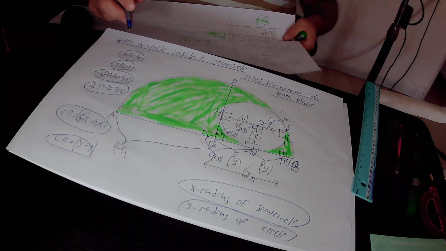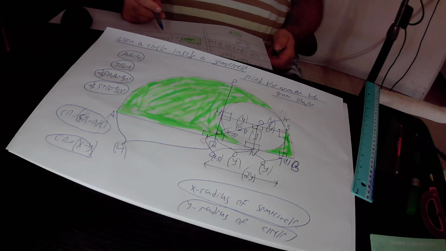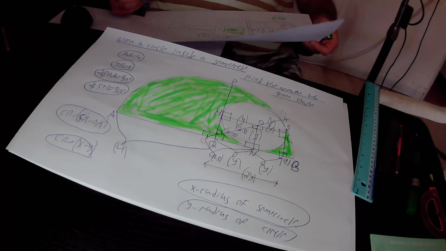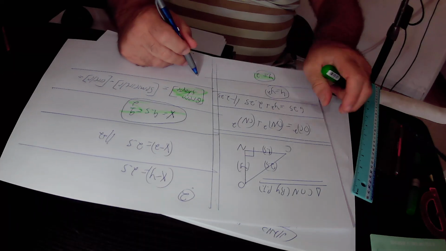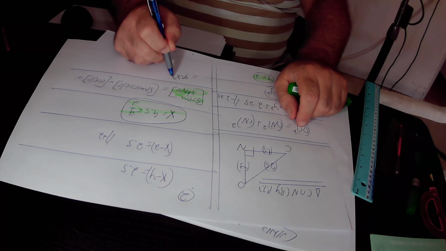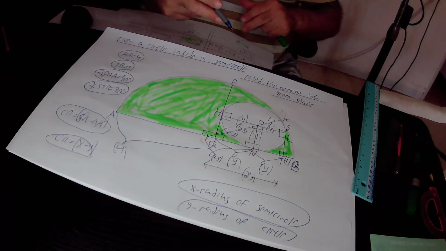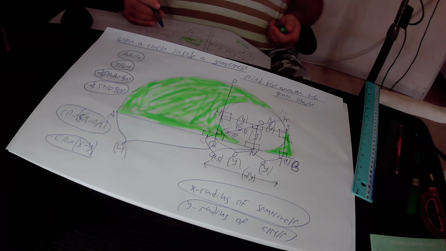The radius of the semicircle equals x, therefore the area of the semicircle must be equal to pi x squared over 2, minus the area of the small circle. The radius of the small circle is y, therefore the area of the small circle must be equal to pi y squared.